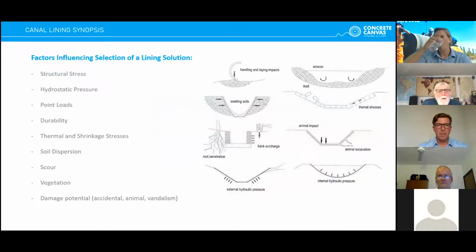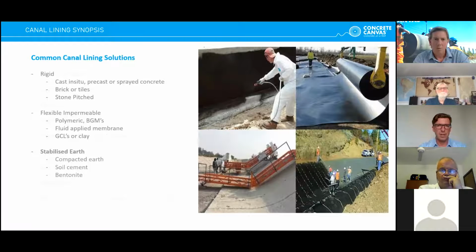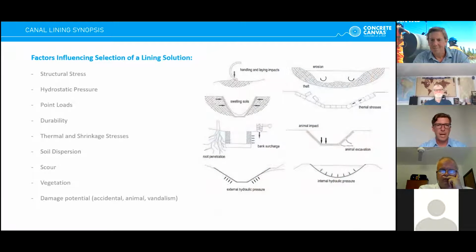In order to counteract seepage, there are a number of factors which need to be taken into account when selecting a lining solution. These factors are typically summarized into structural stresses, which are associated with hydrostatic forces, and these can be substantial and need to be transferred into the subgrade effectively. Unbalanced hydrostatic pressure on either side of a liner can cause damage if not given adequate consideration, and point loads induced by maintenance and animals must be considered during canal service life. The durability of the lining given the service life conditions should also be considered, and thermal expansion and contraction as well as shrinkage is a force that is especially prevalent in concrete lining. Soil movement and dispersion must be known prior to selection of a liner, and there are a number of other factors that need to be taken into account too.